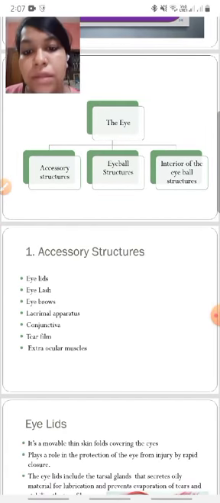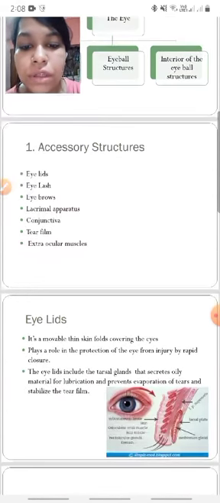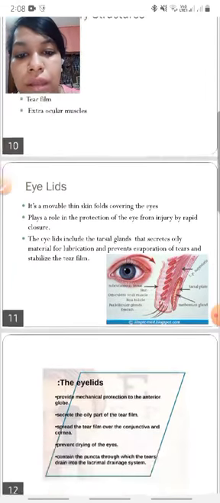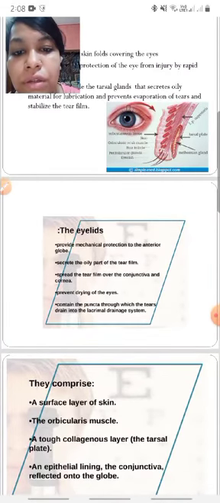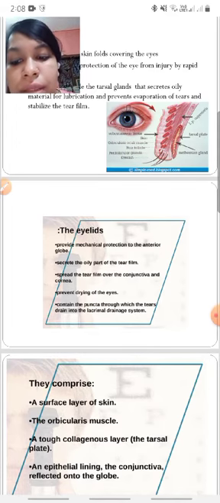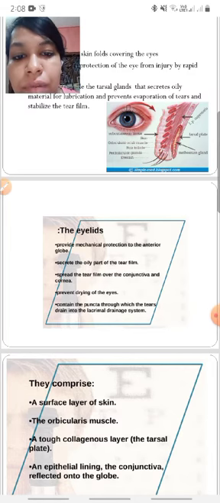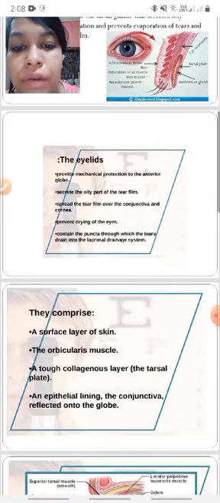Now coming to the accessory structures of the eye, the eyelid is most important because it is given in the exams. These are the various functions of the eyelids. First of all, it provides mechanical protection to the anterior globe. Secondly, it secretes the oily part of the tear film due to the meibomian glands that are present inside the substance, and the blinking of the eyelids also helps in the spread of the tear film over the conjunctiva and cornea, and they also prevent the drying of the eyes.